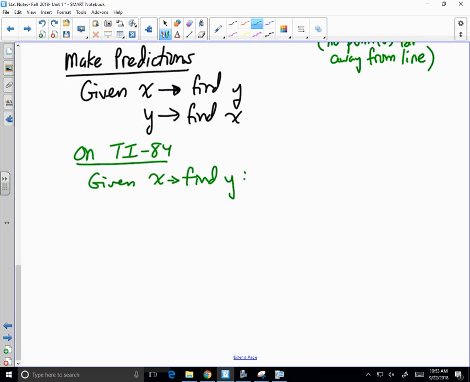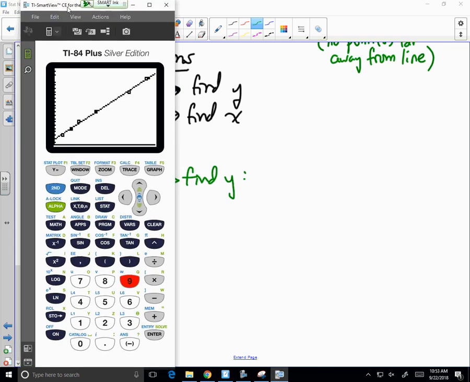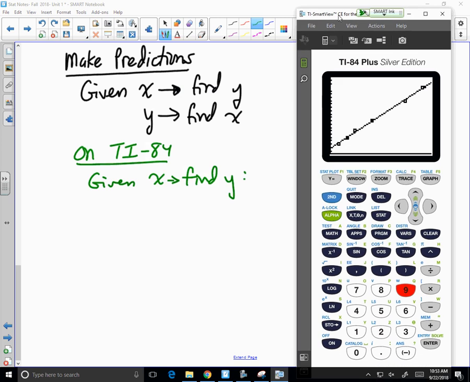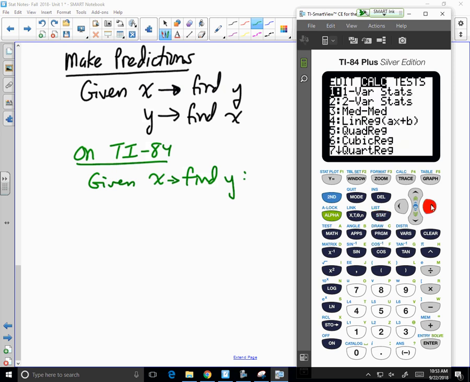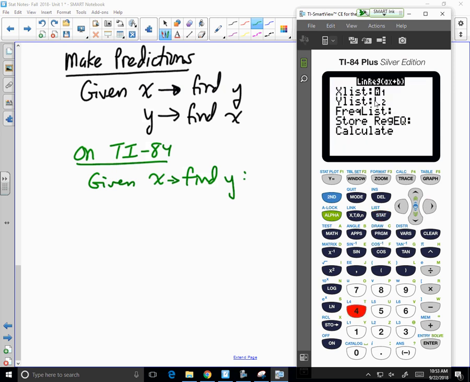It's actually not bad. So you have your equation. This is assuming that you've done all the background work. I'll run through the calculations again. Stat, calc, 4. You did all this stuff. The key is that you have to store your regression equation. That's the one part that absolutely has to happen.